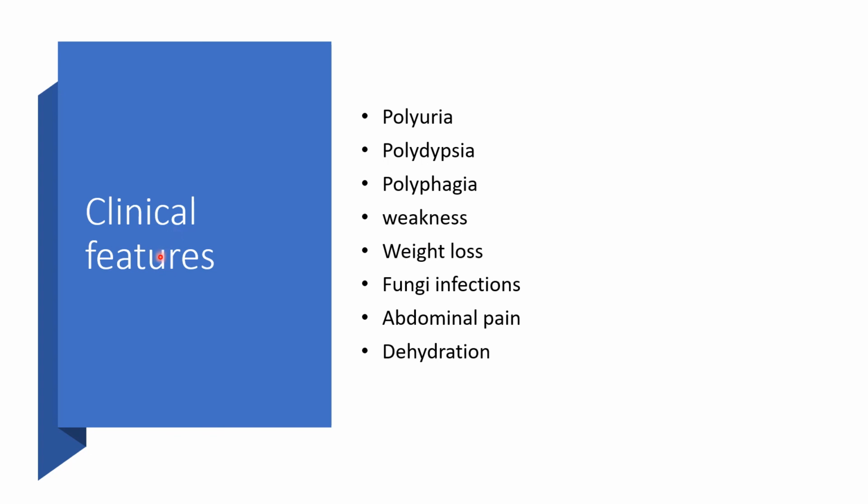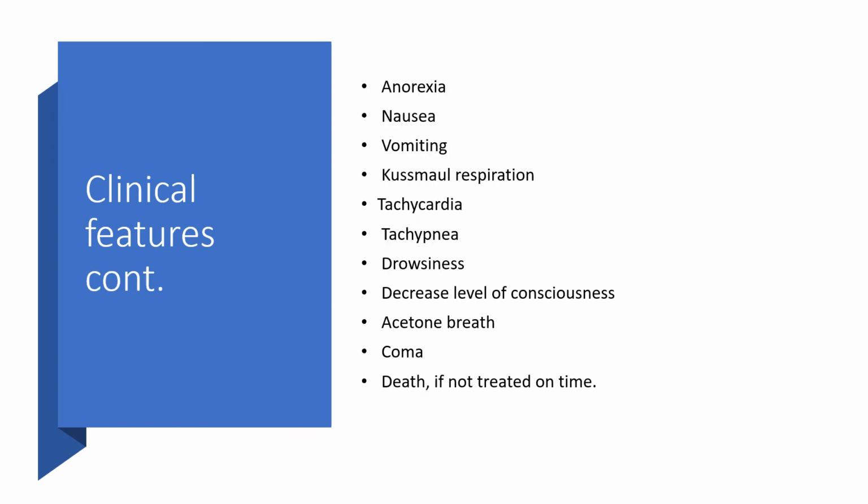Now, what are the clinical features of diabetic ketoacidosis? Polyuria, polydipsia, polyphagia, weakness, weight loss, infection, opportunistic infections, abdominal pain, dehydration. Other clinical features will include anorexia, nausea, vomiting, Kussmaul respiration, tachycardia, tachypnea, drowsiness, decreased level of consciousness, acetone breath, coma, and if not treated on time, death.